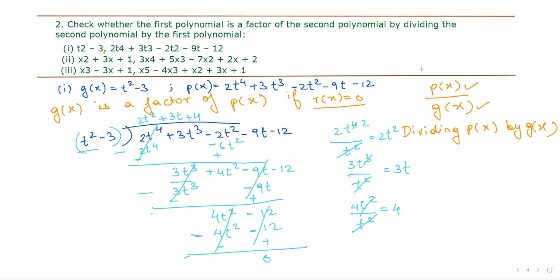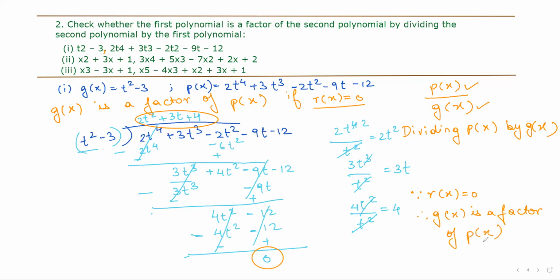Now, if you get a 0 as the remainder, or r of x is 0, definitely you can say that g of x is a factor of p of x. So, since r of x is equal to 0, therefore, g of x is a factor of p of x.